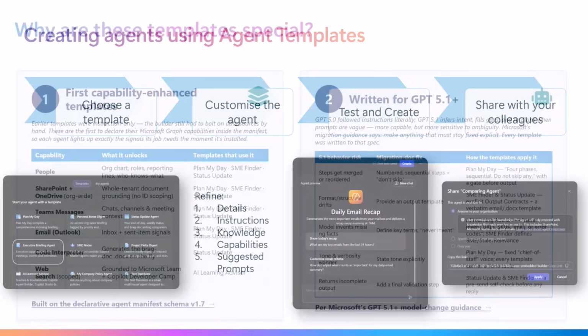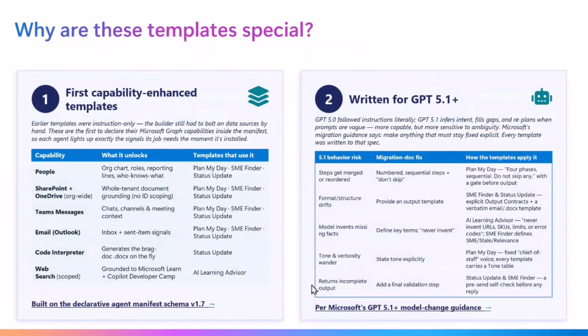All right. Now, why are these templates special, and why is this a two-part series? Why are we going to demo them in the next session for you? Well, the reason is that these are the first capability enhanced templates. Now, what does that mean? If you actually look at the declarative agent manifest schemas, the previous set of templates actually used only instructions. They never use any of the goodness that comes with these capabilities.